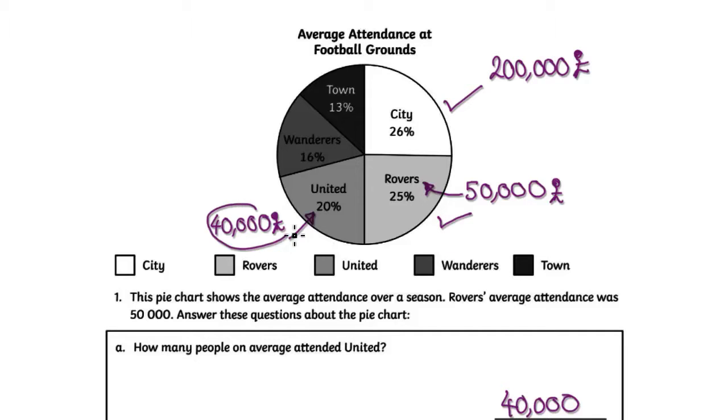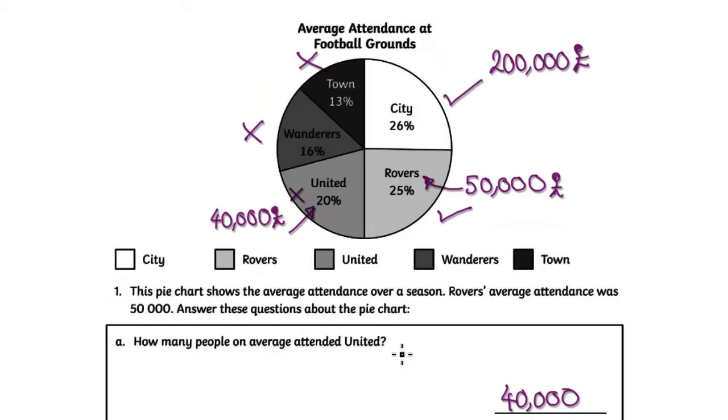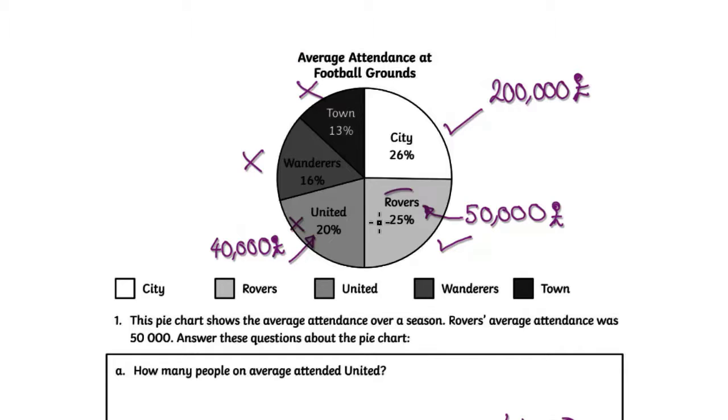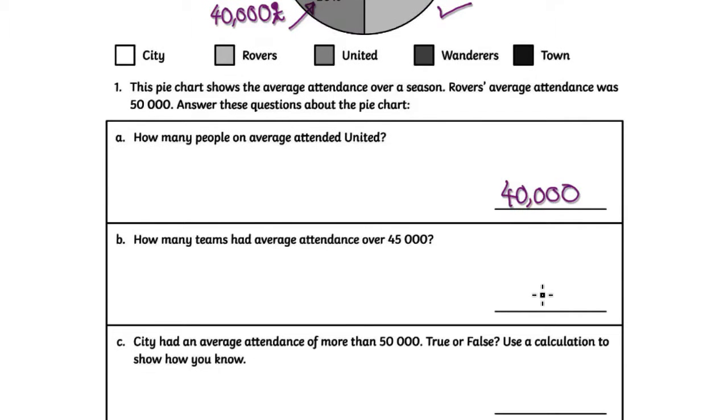This team is less than 45,000. So this is no good. Well, 20 pieces is already no good, so 16 pieces is definitely no good. 13 pieces is definitely less than 20 pieces, so it's definitely no good. So what's the question? The question was how many teams had average attendance over 45,000? It's only these 2 teams. So the answer here would be 2 teams.